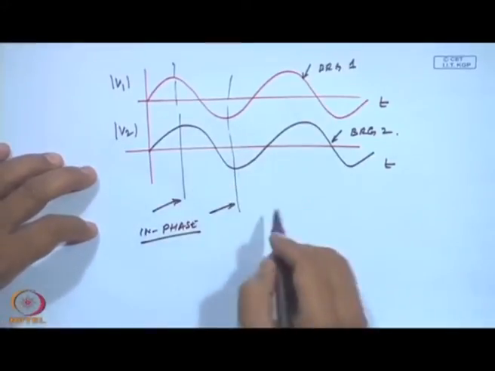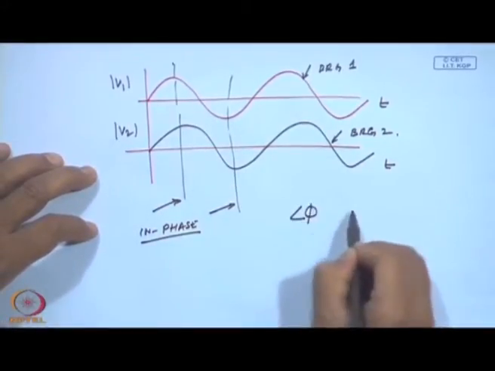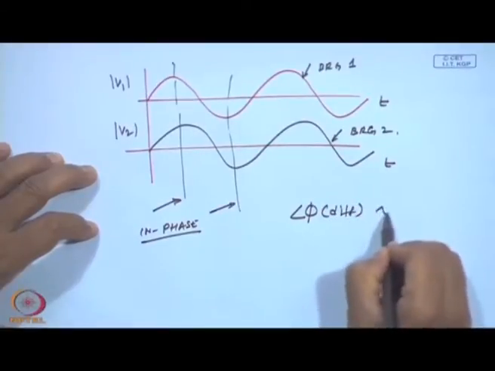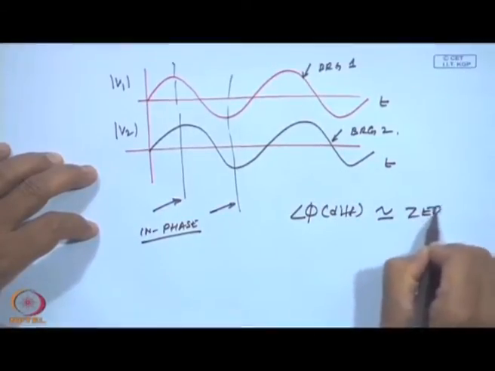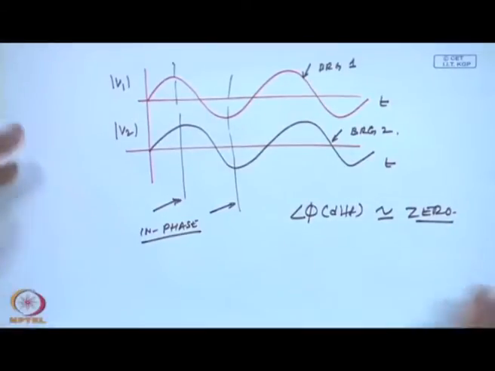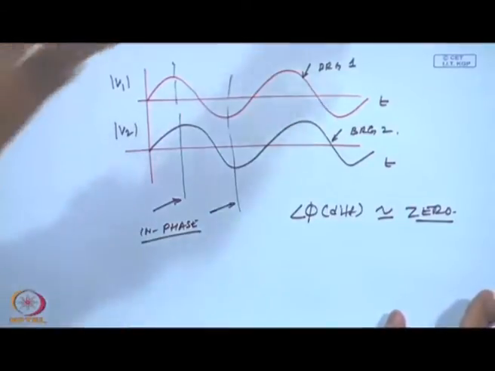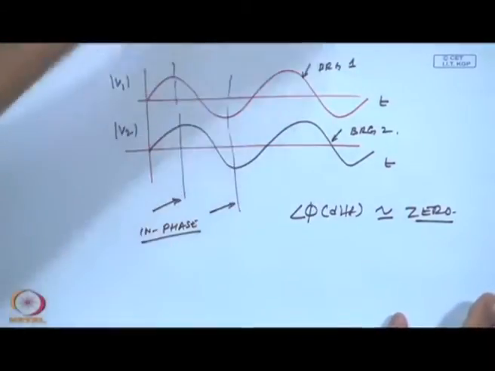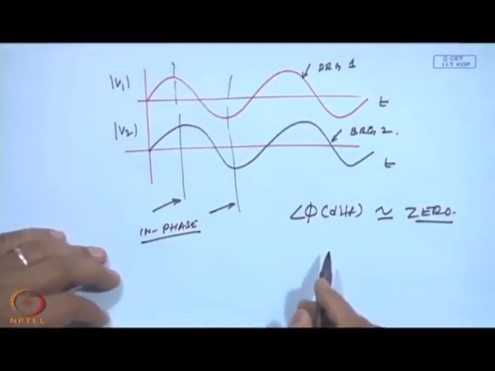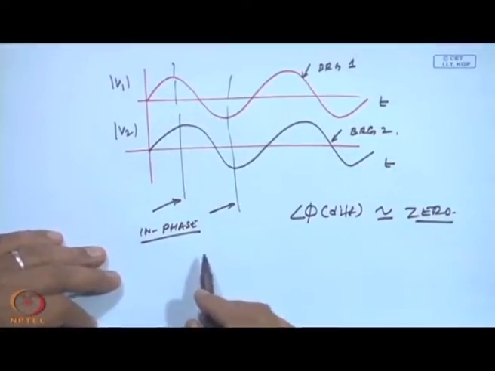Or the phase difference between them is 0. Okay. But this is very ideally speaking. It's nice to tell it in notes, but once you go to the fields to measure, no system is perfect.